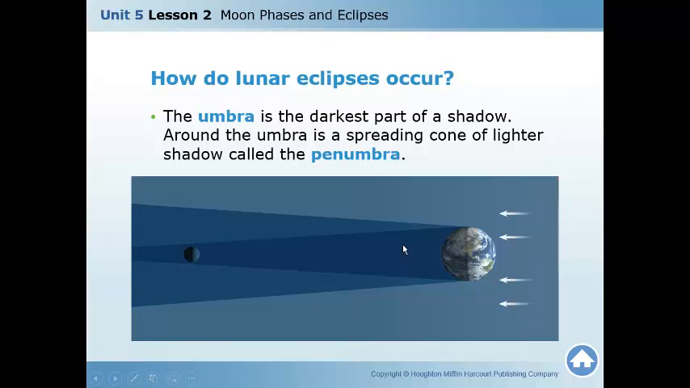So it's this portion here. You see it's darker. And the penumbra is the lighter part of the shadow. Okay, so it's not getting as much of the eclipse, but it's still experiencing that eclipse.